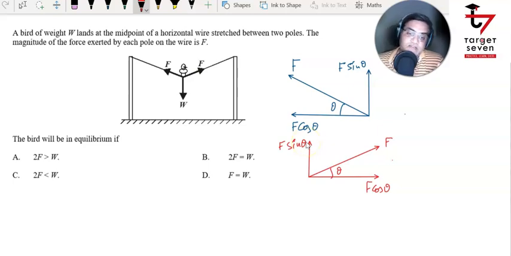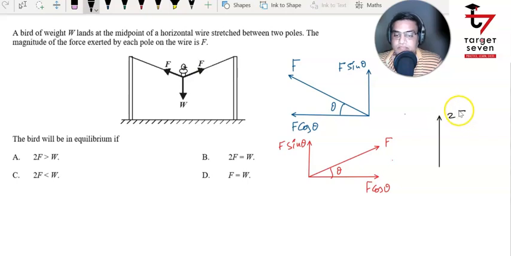Now we need to observe that the two horizontal components of the forces are equal to each other and opposite, and hence they can be struck off. They would cancel out with each other. The net force now that we have would be in the vertical direction, and that would be 2F sin theta.